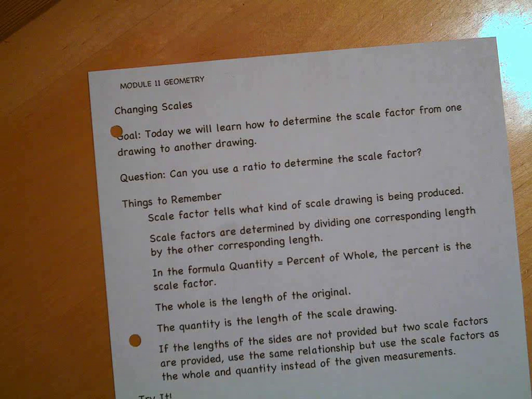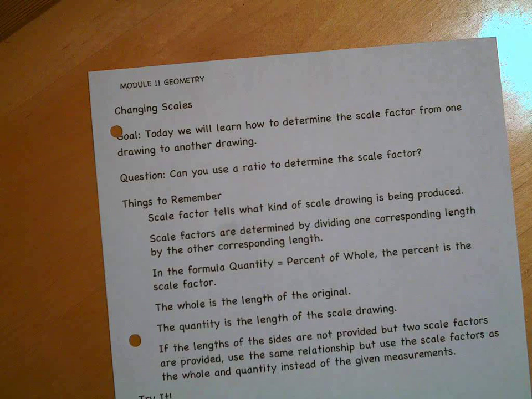If the lengths of the sides are not provided, but two scale factors are provided, then you use the same relationship, but use the scale factors as the whole and the quantity instead of the given measurements, and then you can determine what the scale factor would be. So some quick things to remember.